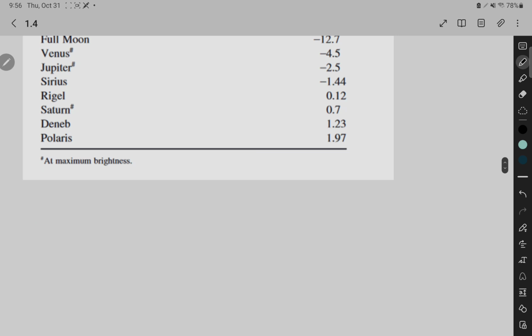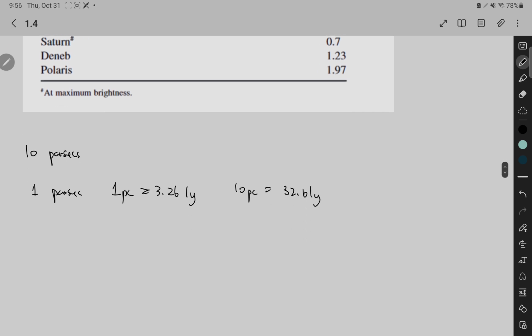10 parsecs, by the way. 1 parsec is defined as what? 1 parsec, 1 PC, is 3.26 light years. So 10 will be 32.6. So 10 PC is 32.6 light years. So this is much more intuitive, right?